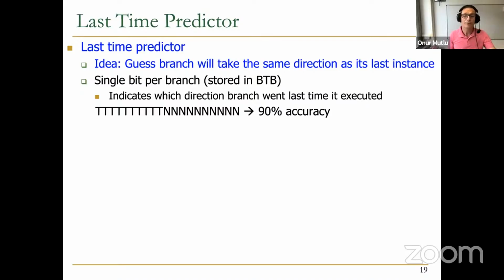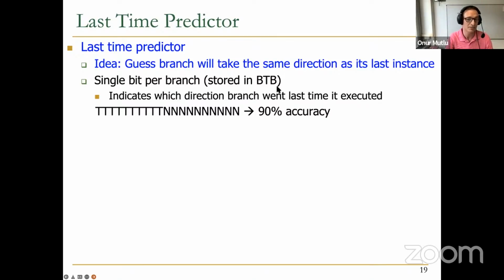And the next time you fetch that program counter, you're fetching an instruction from that program counter, you look up that bit saying what happened to that branch. If it says taken, you predict it as taken. If it says not taken, you predict the branch as not taken. Basically, that's the last time predictor. And this clearly requires a single bit per branch.